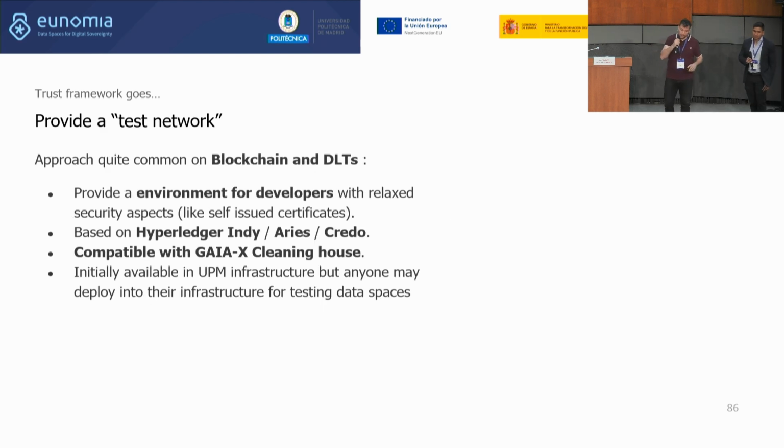So it's very important also to provide a test network, and we are relying mostly on blockchain and DLTs, like Hyperledger Indy, Aries, and Credo. So right now we are developing some demonstrators and some minimum viable products in order to prove that we are able to switch between different trust anchors. These trust anchors are going to be, in our development, mainly based on Hyperledger Indy and Fabric, but we also wanted to make it compatible with the clearinghouse.